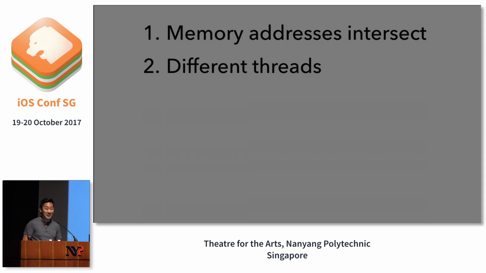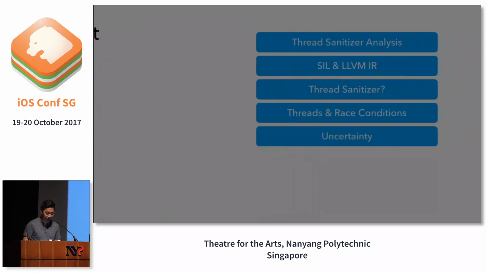It has to be on different threads. If you access the same bit of memory, but from the same thread, then that's totally fine. And at least one of them has to be a write. So again, if you read from the same location from many threads, that is also acceptable, but you have to have at least one write along with something else from different threads to the same bit of memory. You have to have all 3 of these together, and then you will get a data race. So that's the kind of thing that the thread sanitizer is going to pick up for you.